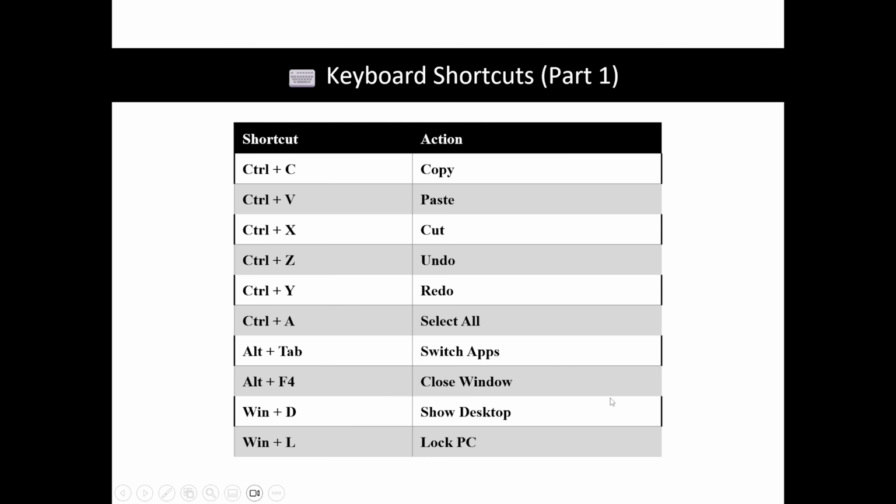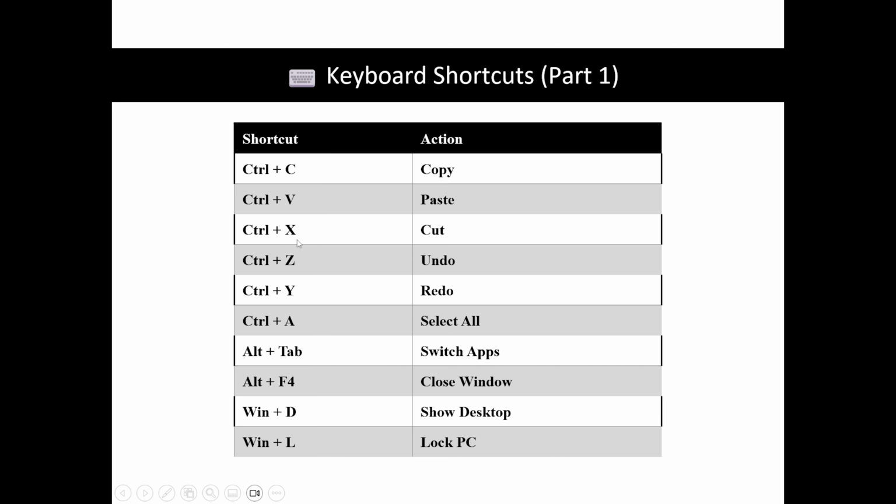So this will be the first part. The first shortcut will be Ctrl C. It is used to copy any file or any text from a Windows desktop or laptop, and we can paste that copied text or file using Ctrl V. So these were a combo of shortcuts.